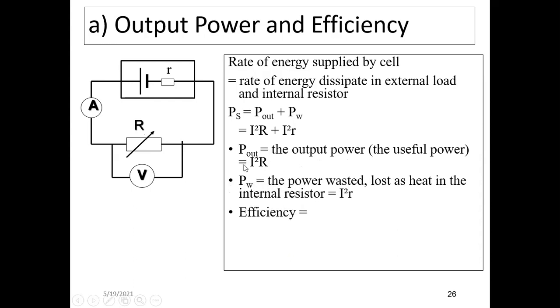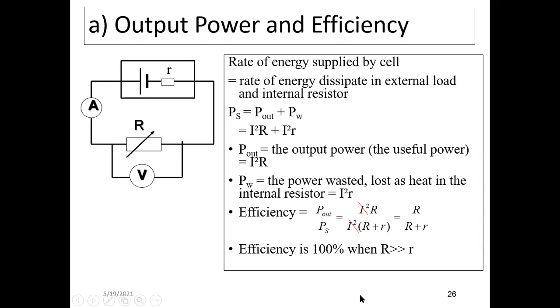So efficiency is just the power output over your power supply. P out is this one, I squared R. P supply is this one, I squared and carry on, you get that value. Cancel the I squared, get R over R plus r. Okay, so that's how we get our graph previously. If our R is very much greater than this small r, we can neglect this small r. R and R cancel is 1 or 100%.